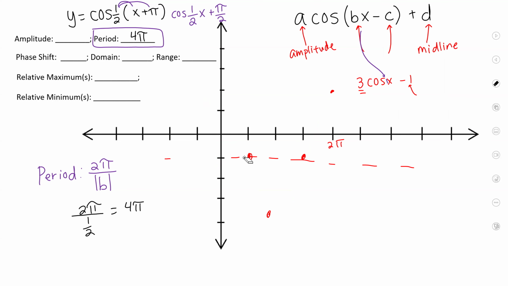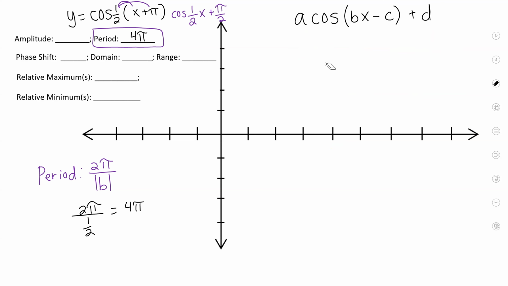If my period is 4 pi, that means it takes 4 pi to do a whole cosine cycle. So let me just erase this real quick. All right, so that means my period is 4 pi. You always want to break your period into 4 equal parts. So if I break 4 pi into 4 parts, it would be pi, 2 pi, and 3 pi.